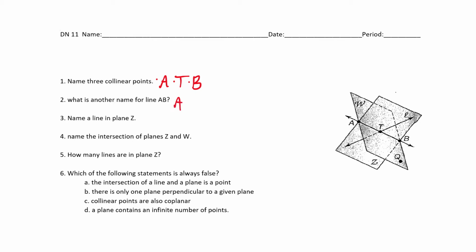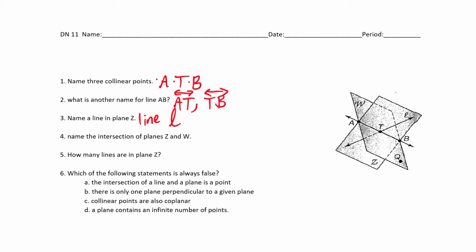Okay, line AT, or TA, or what else? TB, or BT. Okay, name a line that's in plane Z. Okay, it's kind of hard to tell, but yeah, that's a little L. So this is line L.